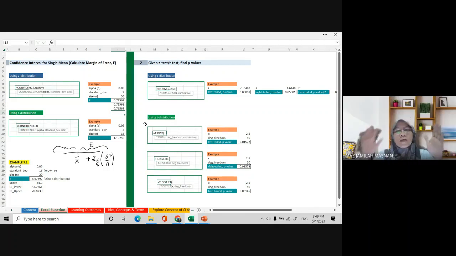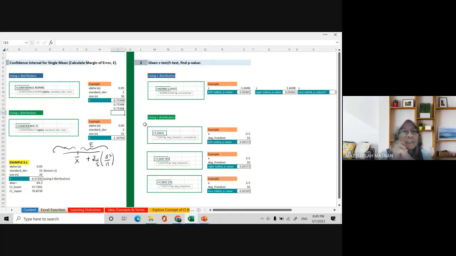If you are not familiar with how to select cells using the cursor, you can straight away put the values inside the Excel function. Okay, so that will be for the Z distribution.